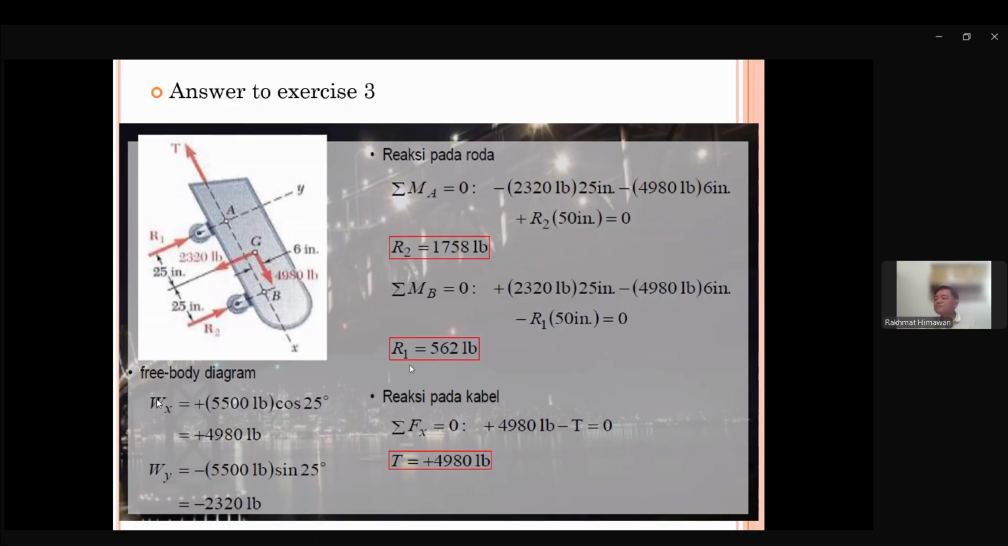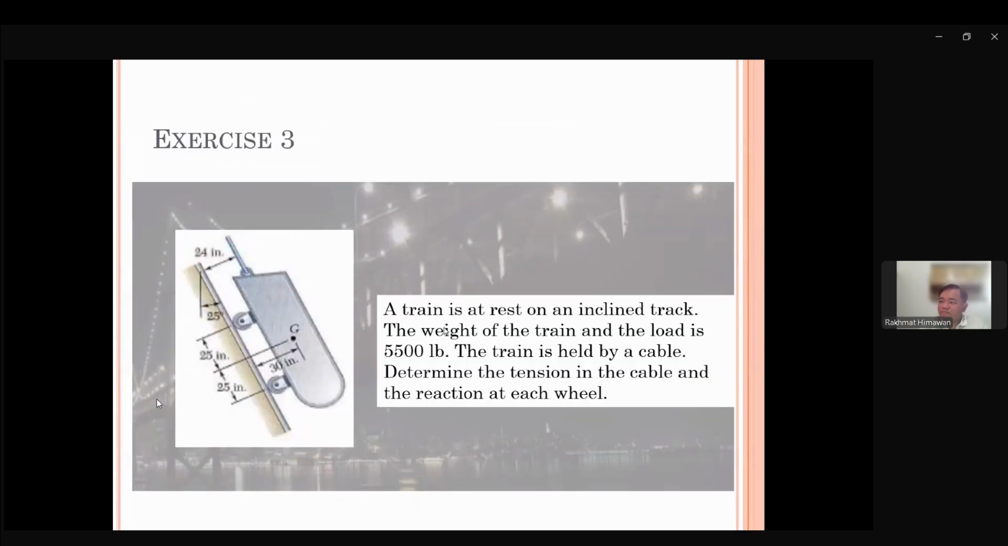Okay. The T, you just need to put sigma Fx equal to 0. If this is the x direction, coordinate, it is y, x. This one, 4,980 minus T equal to 0. So T is 4,980 pounds, toward that direction, to the x negative. So now we know all of it, the reaction force, based on this problem.